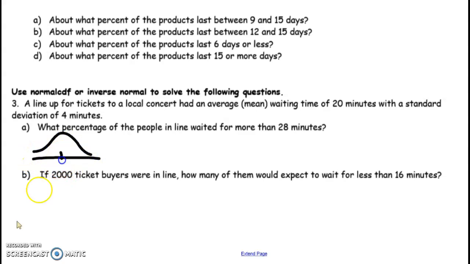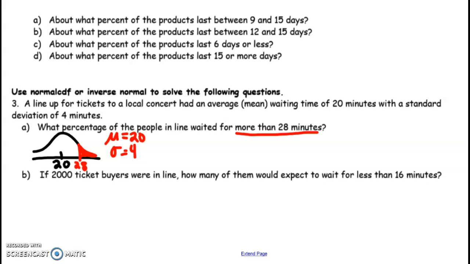And in the middle of that curve, I'm going to label my mean. So the mean here was 20, and the standard deviation was 4. Because I'm using the calculator, I don't have to label my standard deviations. I'm only going to label what we're interested in, and that is the percent of people that waited more than 28 minutes. So if 20 is in the middle, that means 28 is somewhere up here above it. I'm going to draw a line and write 28. And then my shading, if it's more, I'm going to shade to the right. So I want this part of the curve.